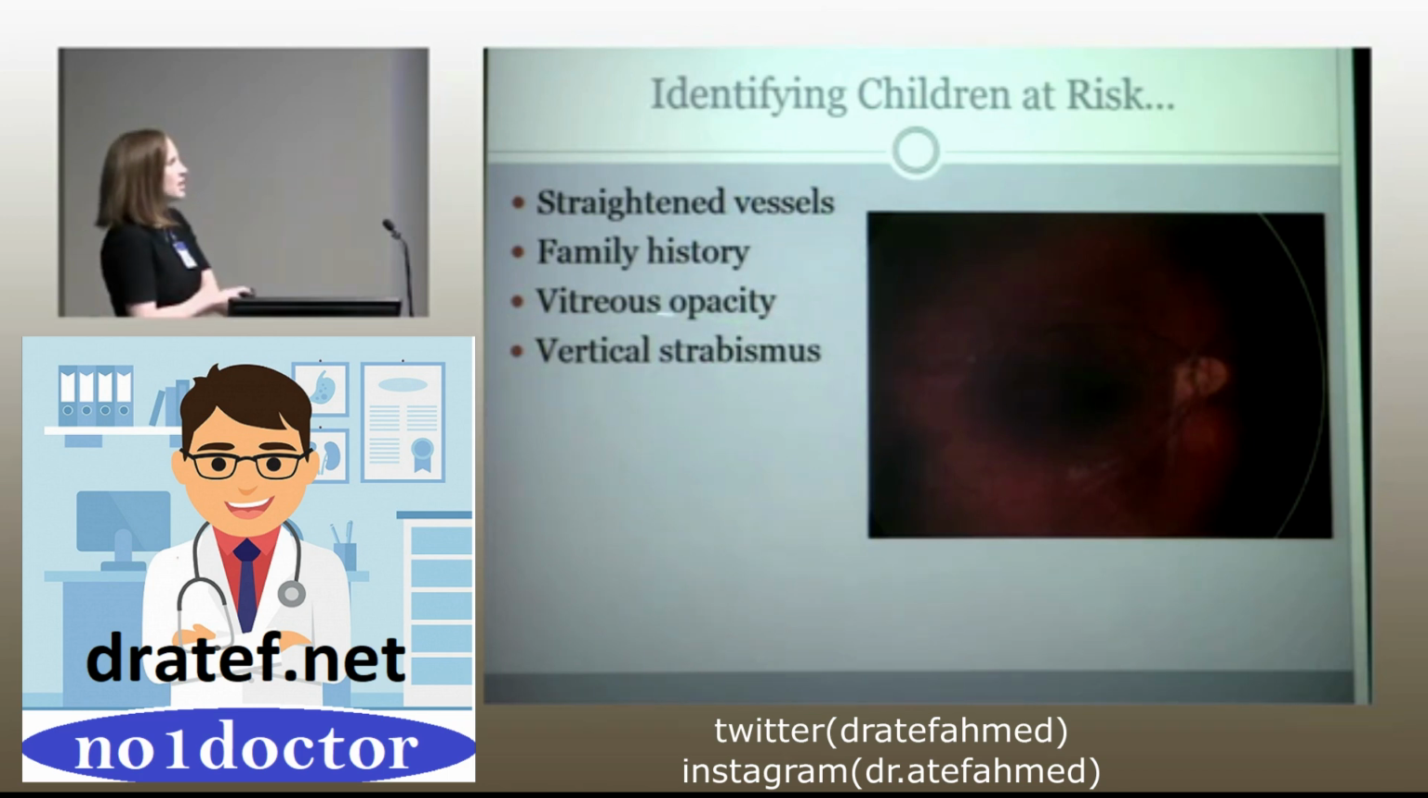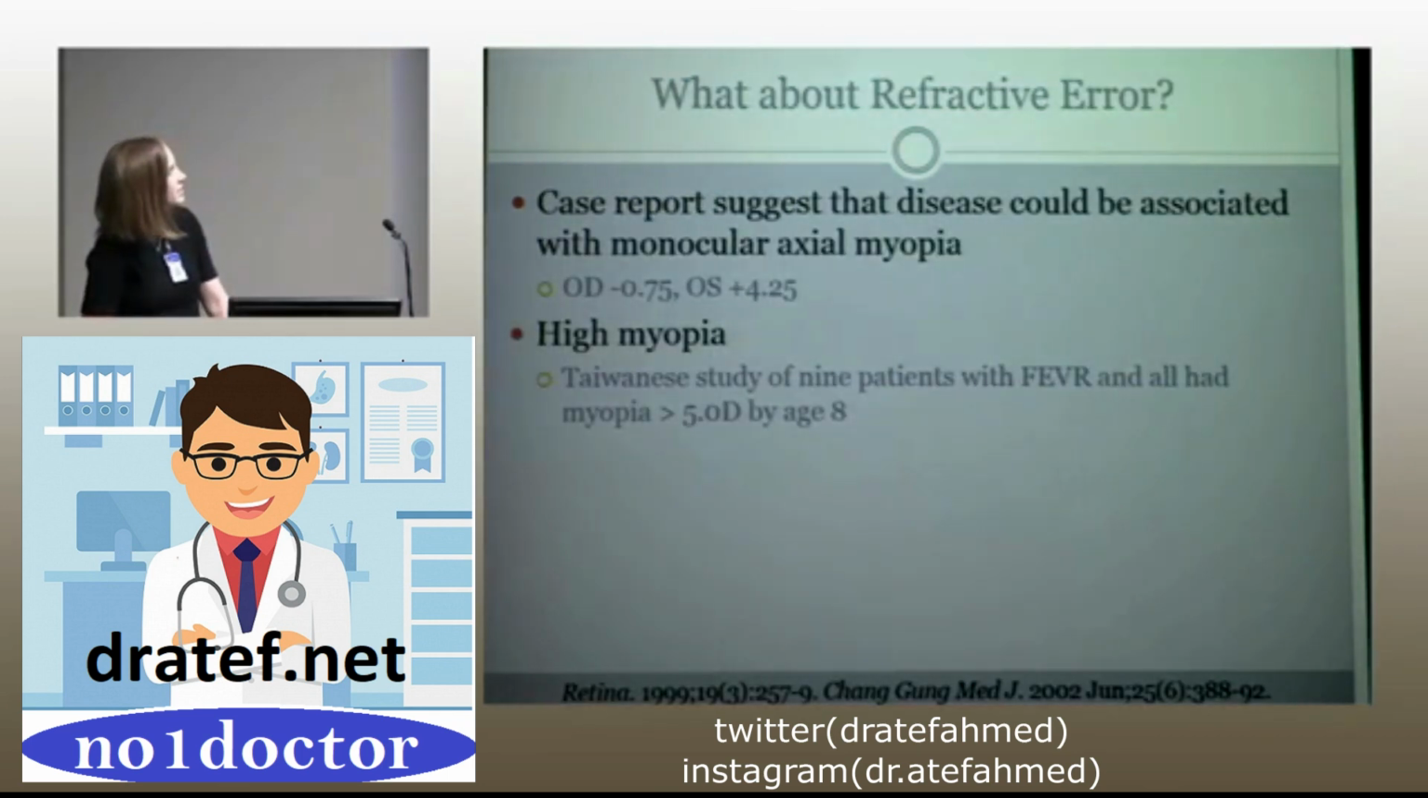Vertical strabismus: I have a couple of FEVR kids that have kind of funny vertical strabismus, but we often see that too in kids who are dragged in ROP. So these are some things that I think about when I'm looking for these kids.